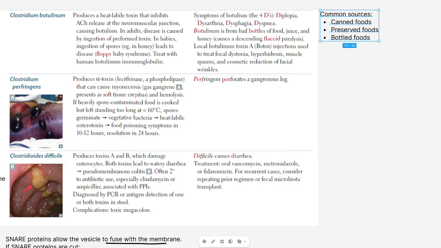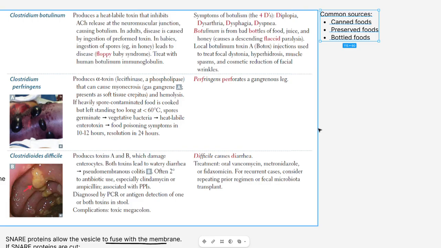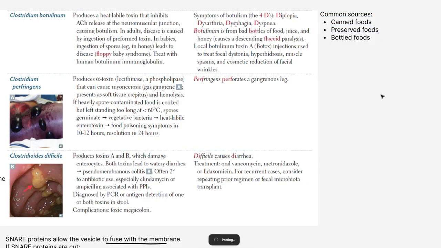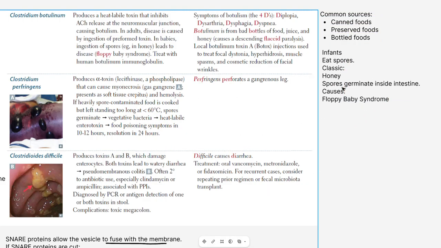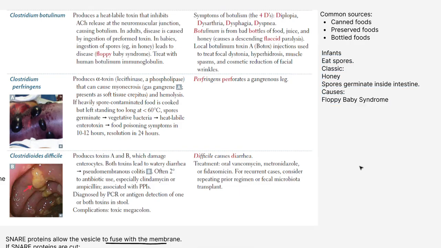it's very common to eat the spores, and the spores germinate inside the intestine, and this causes floppy baby syndrome. In Pakistan, it's very common for little infants to get something traditionally called the gutti. The gutti is when someone in the elderly family gives a little bit of honey to a newborn infant, and they eat the spores, and the honey spores germinate inside the baby's intestine, and the baby doesn't have the immunity yet to fight off the botulinum, and the baby gets this floppy baby syndrome.